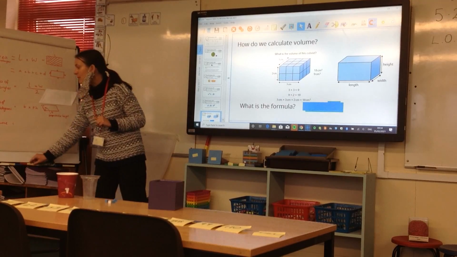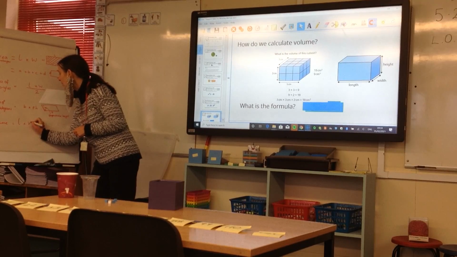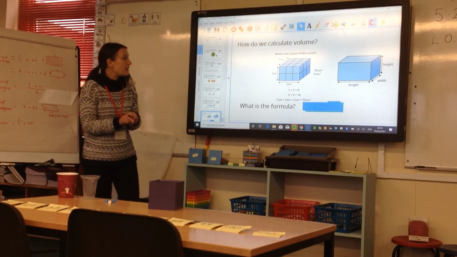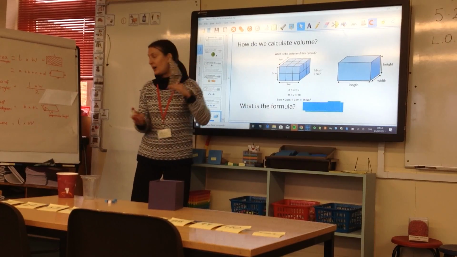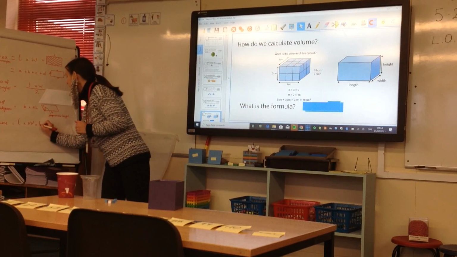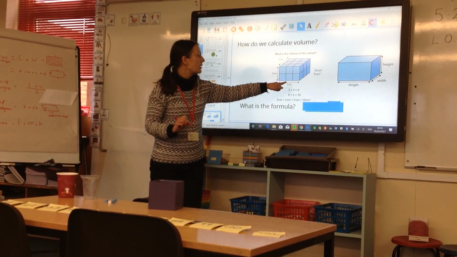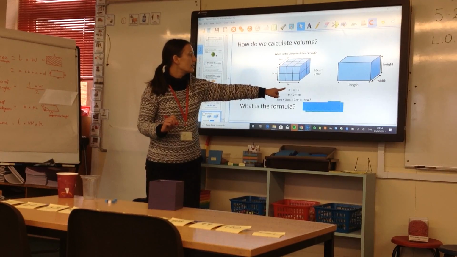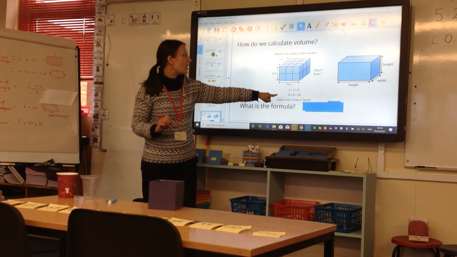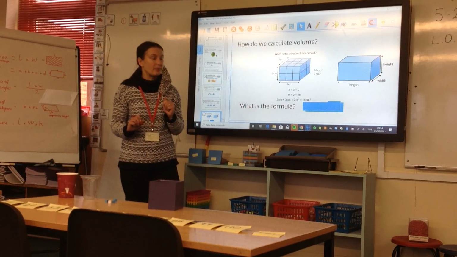I want you to bear that in mind. So we're going to be doing our length times our width, but then further, we're going to be timesing it by the height. Okay, and there's our example. So we've got our 3 centimetres times 3 centimetres, which gives us 9. And then we're going to multiply the 9 by 2, which gives us 18.